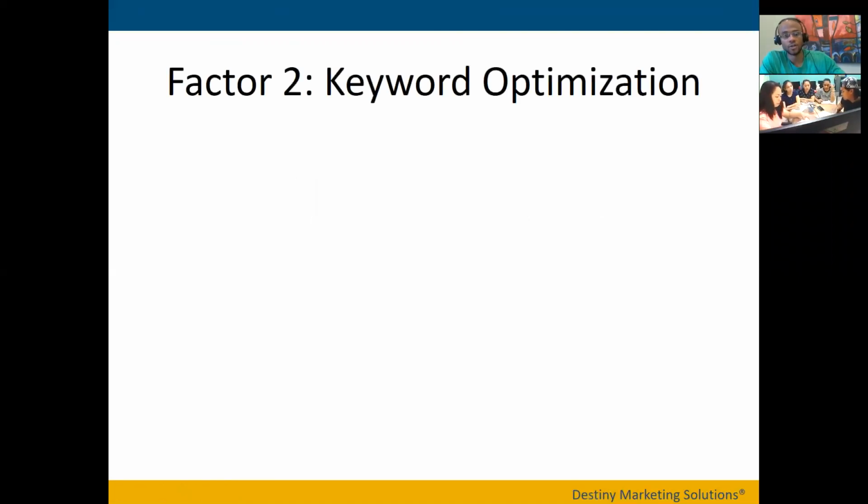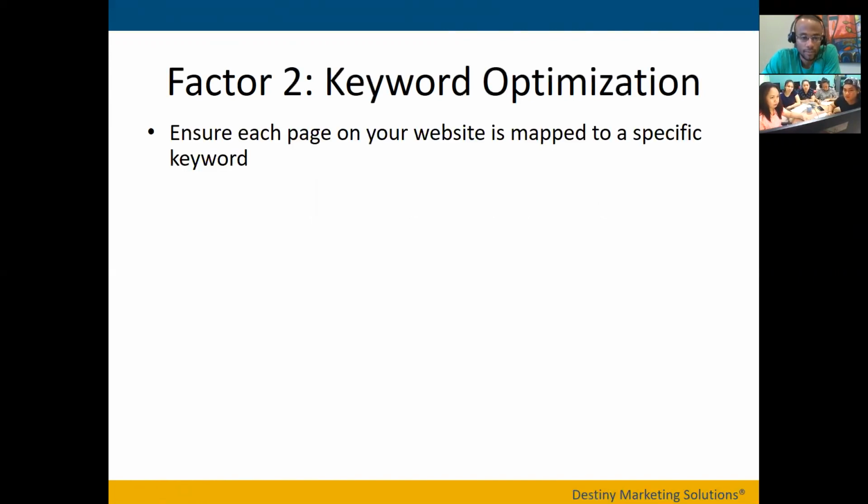So factor number 2, keyword optimization. You guys should already be semi-experts on this. This is something we went over in the on-page SEO session, but just a few things to keep in mind. Make sure that each page on your website is mapped to a specific keyword. So if your website has 10 pages, each of those pages should have its own target keyword.